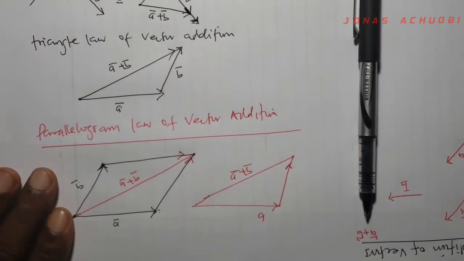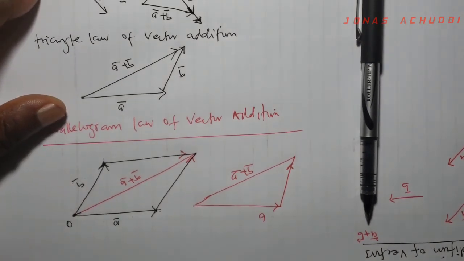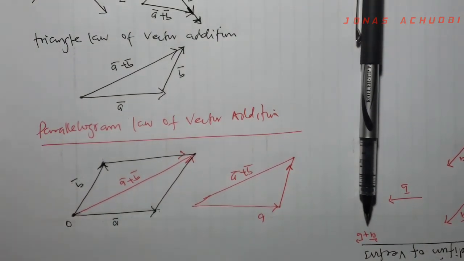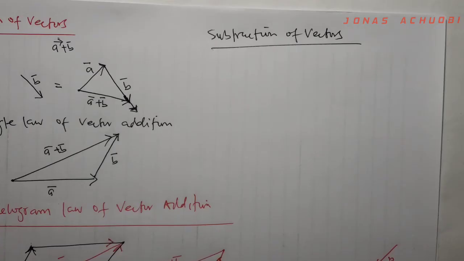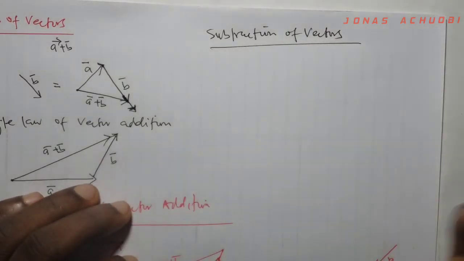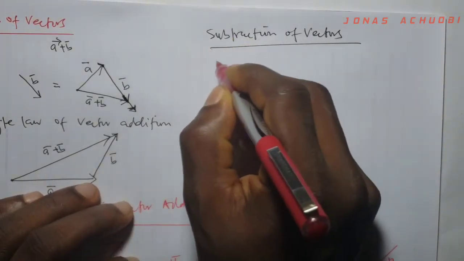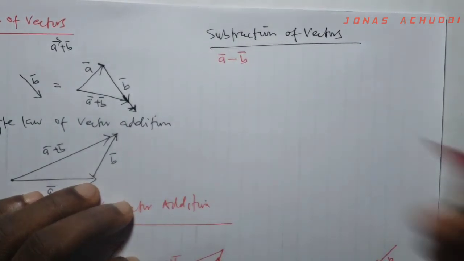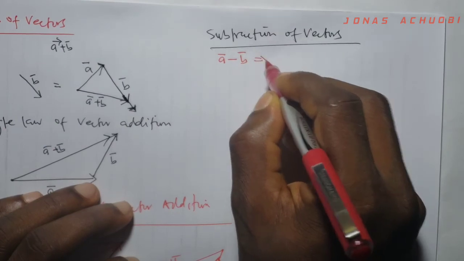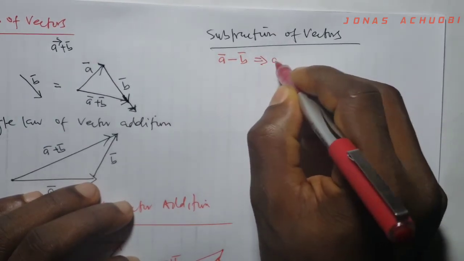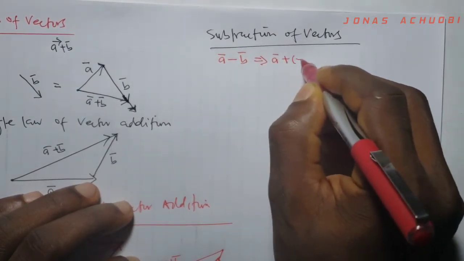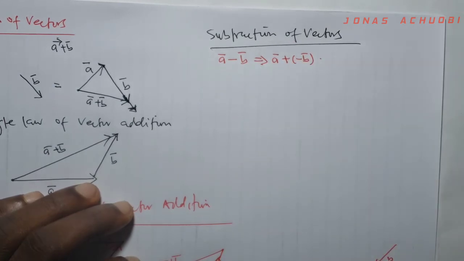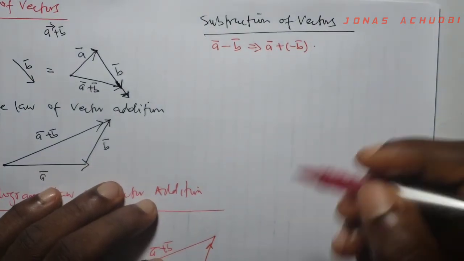So vectors are added in two ways, either using the triangle law of addition or the parallelogram law of vector addition. Subtraction of vectors. So we want to check if we can perform vector A minus vector B. But here, geometrically we look at it like this, as vector A plus the negative of vector B. So in space, it's like this.